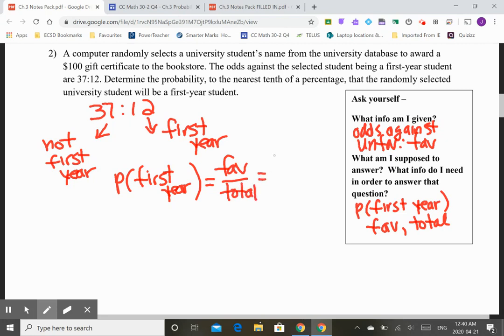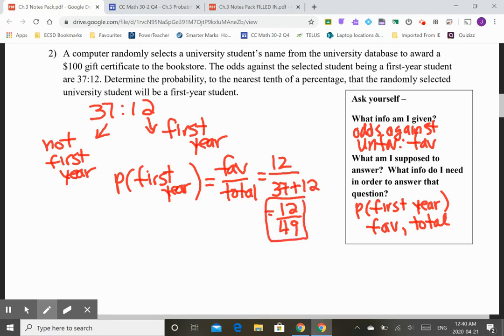Favorable outcomes comes straight from that odds statement there: 12. For the total, we take our unfavorable outcomes and add those favorable outcomes. So our probability here is 12 out of 49.